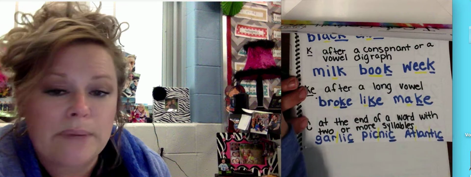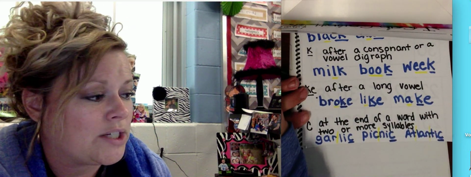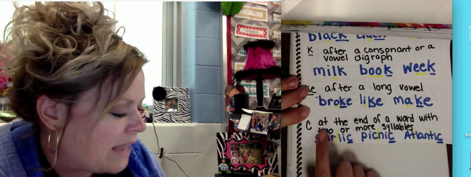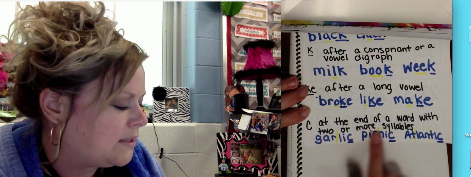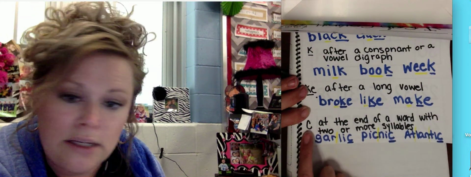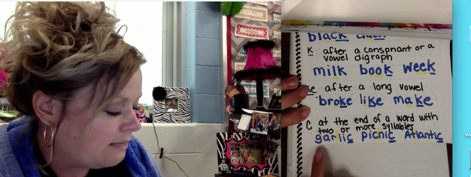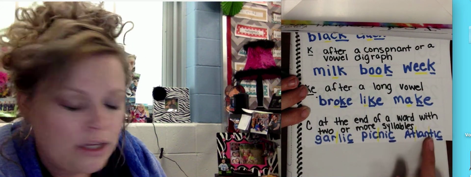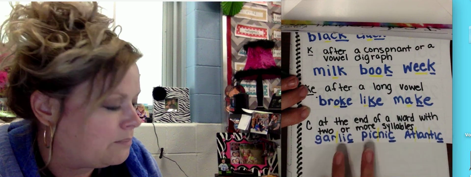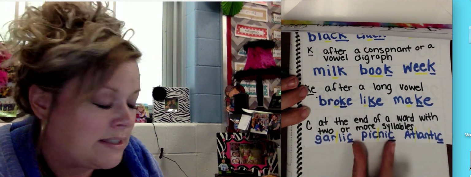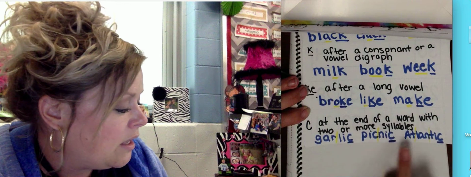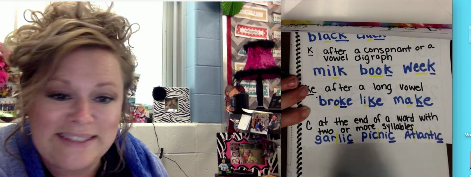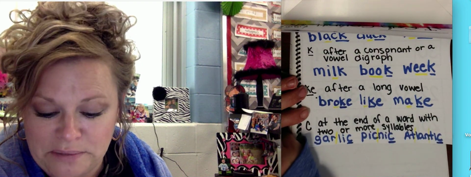One last way you can spell K in the final position is with just the letter C. This doesn't happen quite as often, but it does happen. At the end of a word with two or more syllables, you use a C to represent the K sound, like with garlic, picnic, and Atlantic. You'll see I put the division lines in there to show you that these both have two syllables, so I know the C is in the final position. Atlantic has three syllables, and that's why C is represented with a K in the final position.